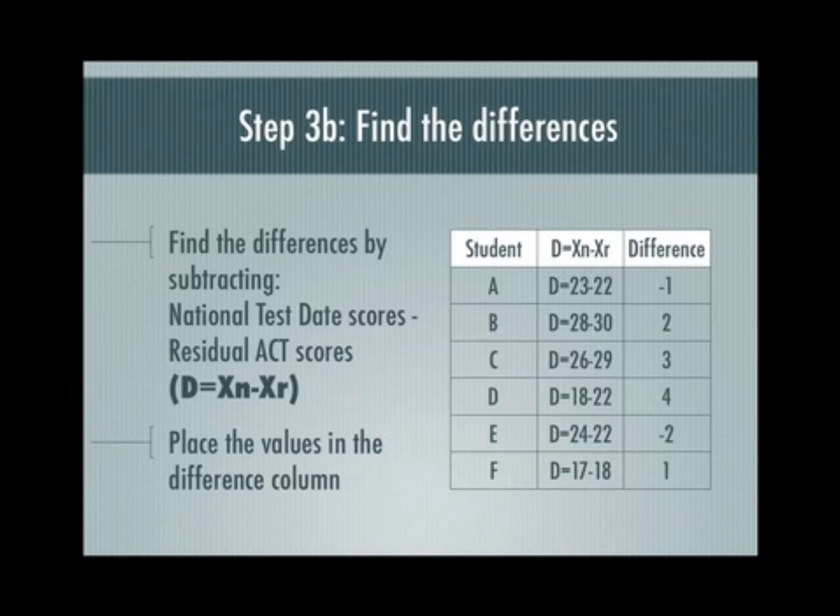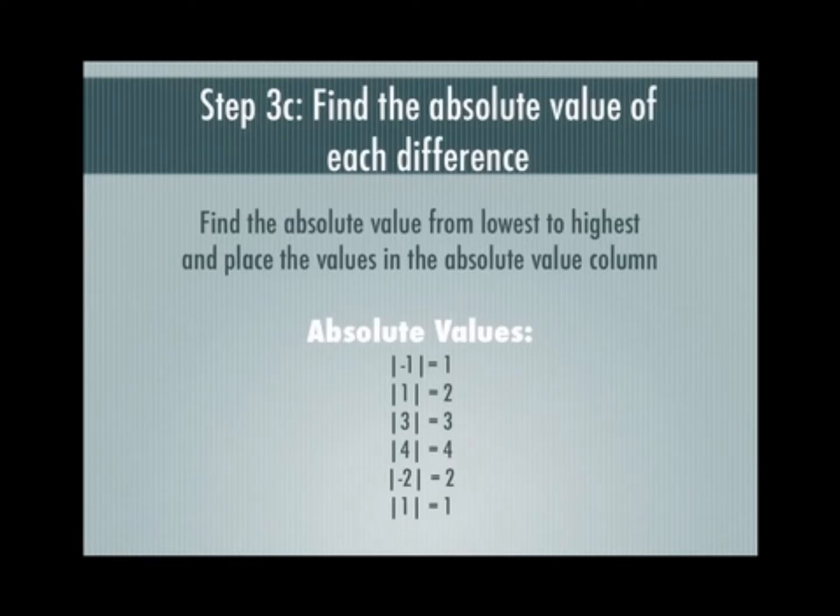As you can see with our solutions, the differences in scores for students A through F are -1, 2, 3, 4, -2, and 1. For section C, we will find the absolute value of each difference and place the results in the absolute value column. The absolute value is the non-negative value of x without regard to its sign, so we will change all of our differences to a positive number. As shown on the slide, the absolute values of the differences are 1, 2, 3, 4, 2, and 1.